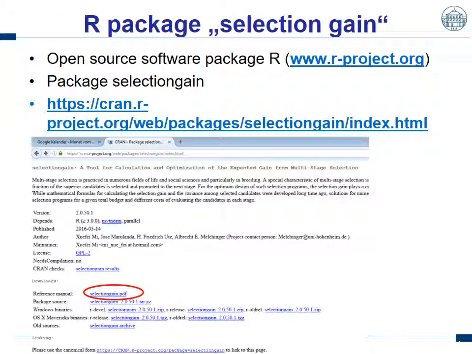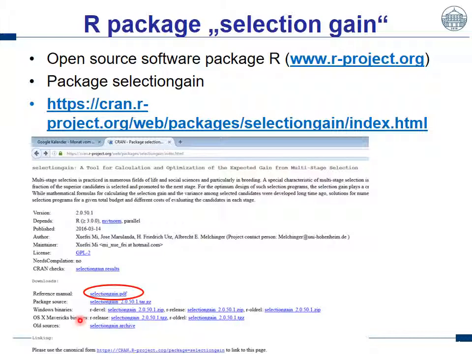Okay, that was a longer introduction to the general situation, and now let's go a bit more to the package. The R package Selectiongain is an open source package in R. You can just download it from CRAN.